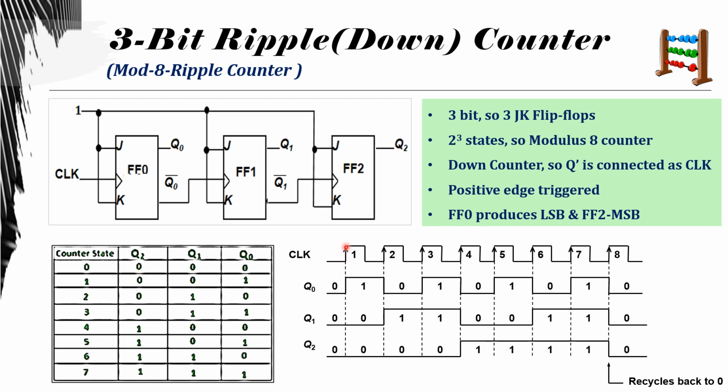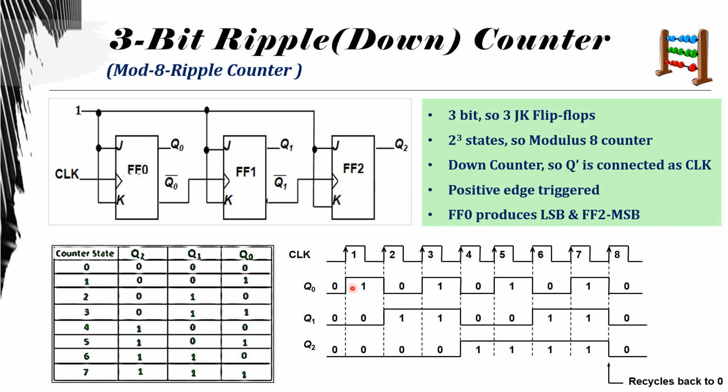Now let's look into this timing diagram. We have an external clock. Since it is positive edge triggered, we consider the first positive edge. During the first positive edge, Q0 toggles its state. Then during the next positive clock pulse, Q0 toggles to logic 0. The process continues. Since it is a down counter, Q0 bar is connected as the clock pulse.